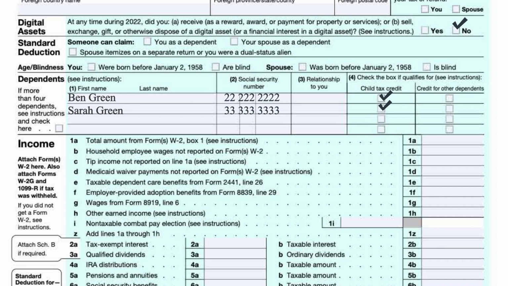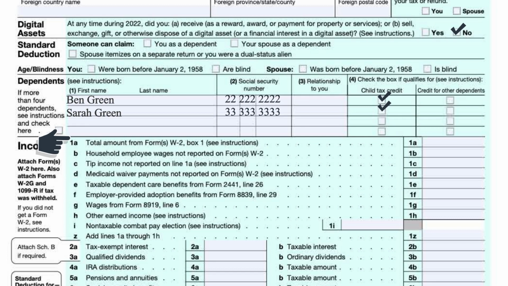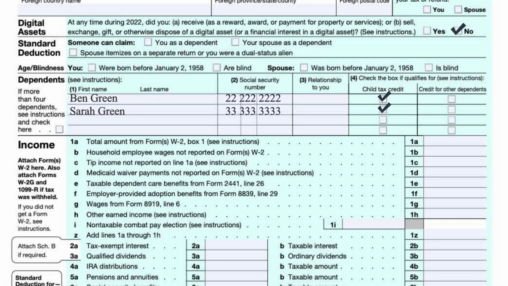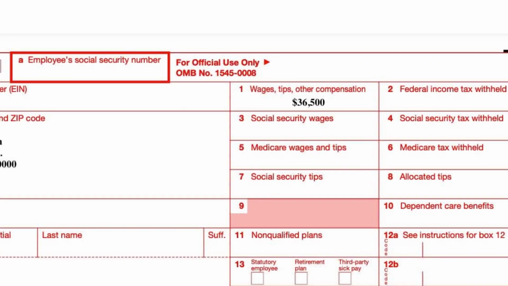On line 1, wages, salaries, and tips are entered. Looking at Emily's W-2, she has W-2 income of $36,500 on line 1 of her W-2. She does not have any household employment income. So that amount on her W-2 income is what is entered here on line 1 of Form 1040.